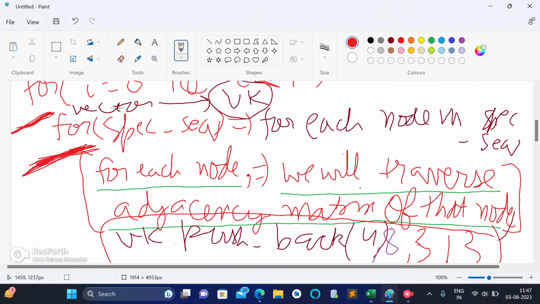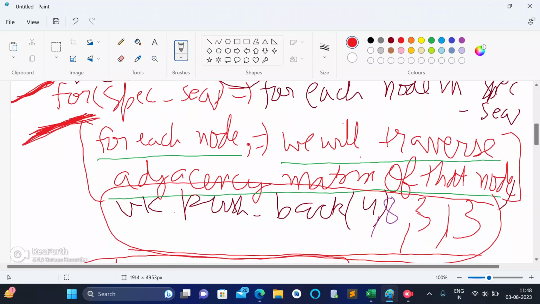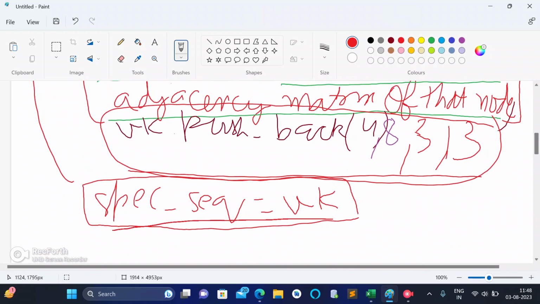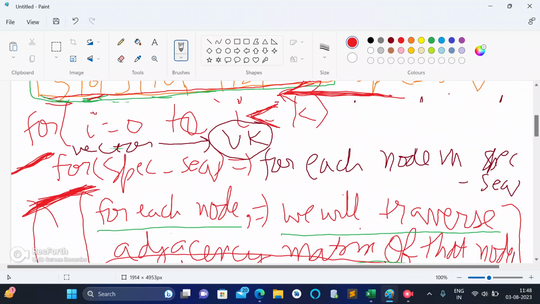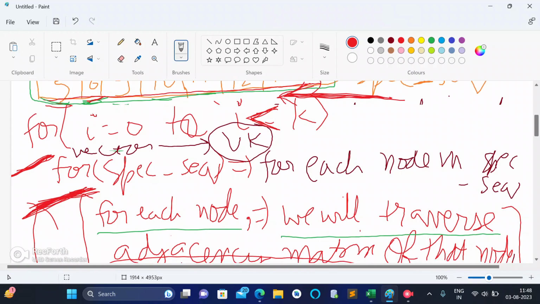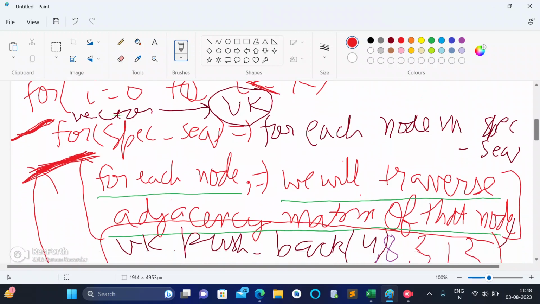Again, I will traverse the special sequence, and for each node, I will traverse its adjacency matrix and reduce the connections. If I find that the number of connections becomes 1, I will push it back into VK. And when we are going back into the loop, okay, now special sequence becomes VK. Now the new special sequence is ready for us, and the loop is going on.